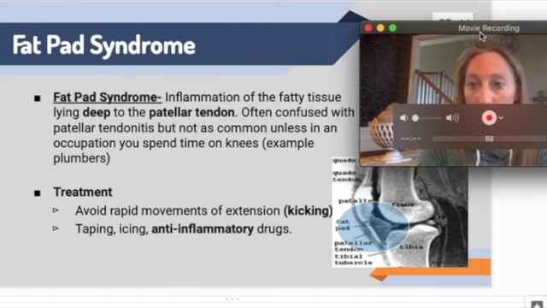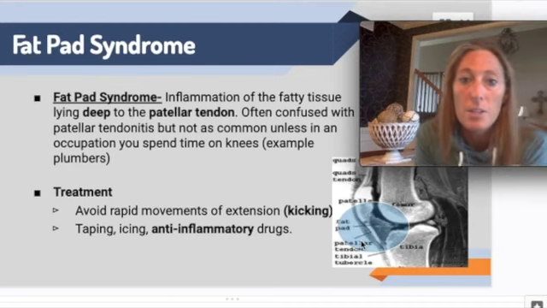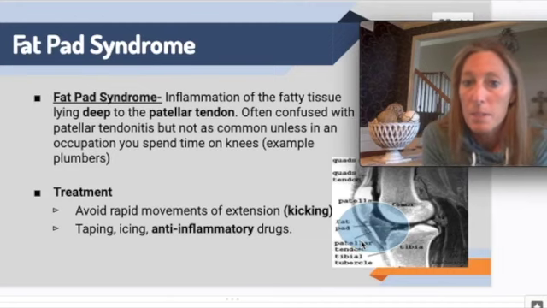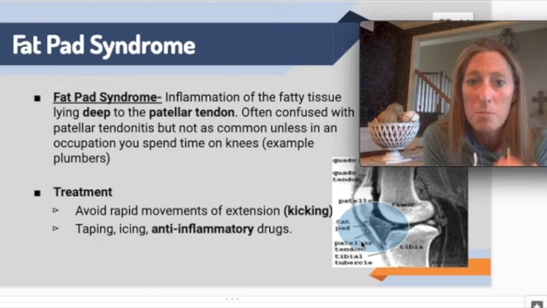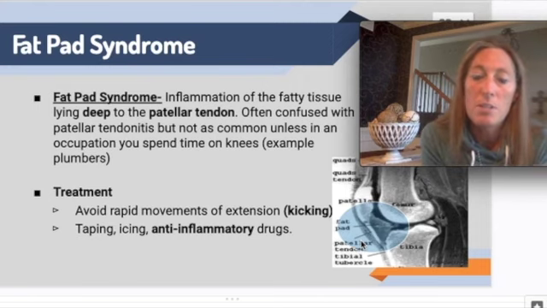So deep is under or behind, deeper towards the middle, superficial towards the skin layer. Laying deep to the patellar tendon, often confused with patellar tendonitis because they are in the same place. The fat pad is just under it or deeper to it, so you can see how that would be confusing.